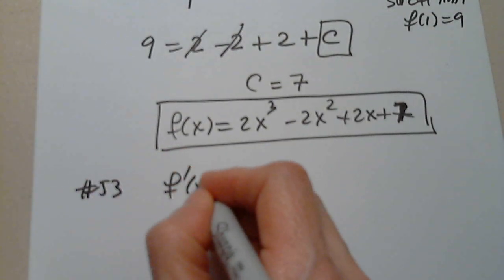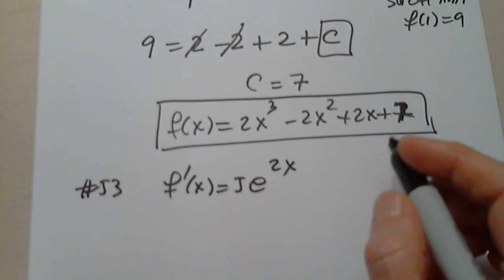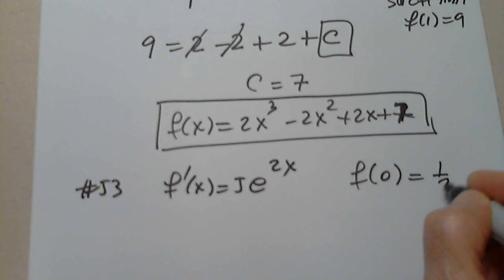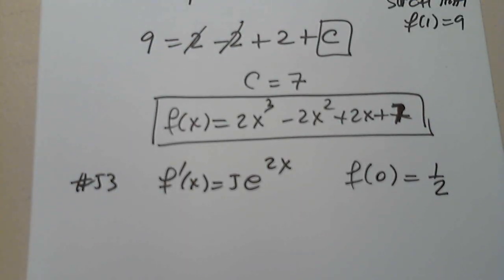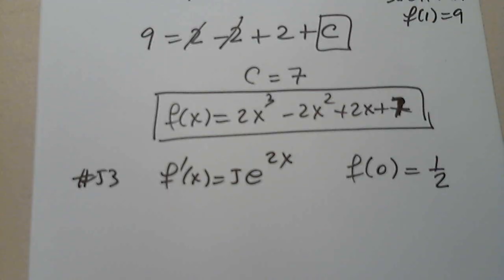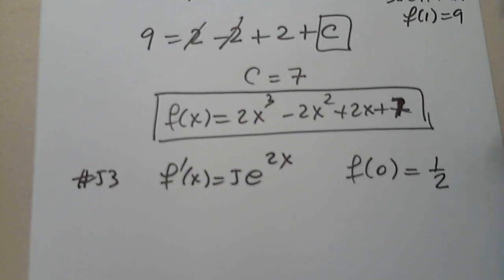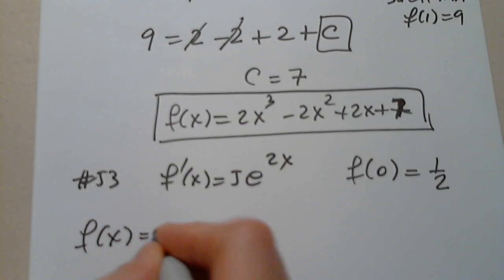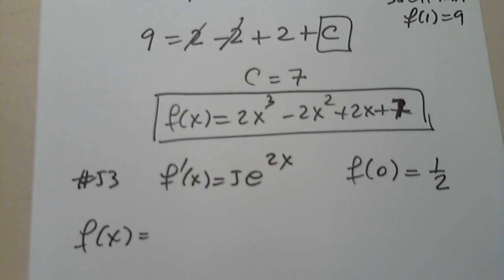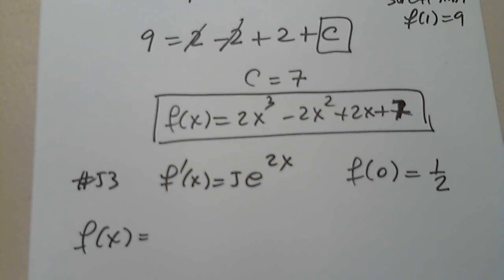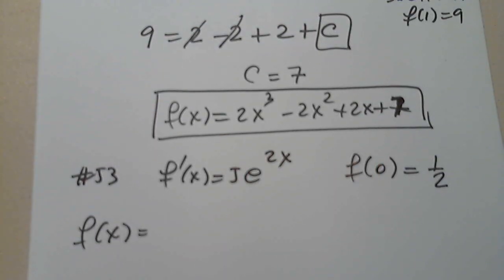53 is f prime of x equals 5e to 2x, and they're giving us that f of 0 is 1/2. We do not have f. You cannot even look at this. This has to wait. It means nothing right now because I don't have f. Good. So, can anyone give us the function f of x? Based on what we just discussed a few minutes ago. Which function prime will be 5e to 2x?